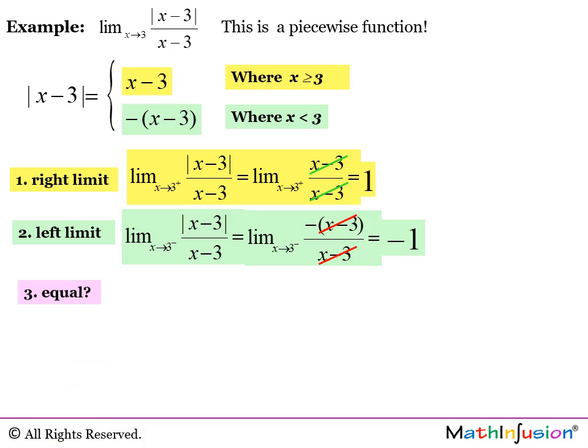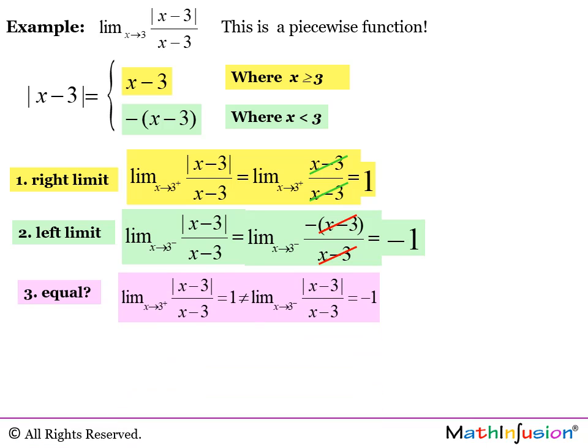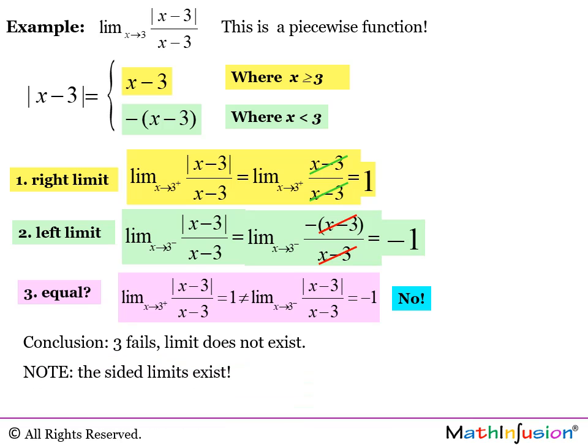The answer for 3 is definitely no, because 1 does not equal negative 1. We conclude that the limit does not exist. But I want also to note that if you only need to evaluate only one of the one-sided limits, then each one of them exists.